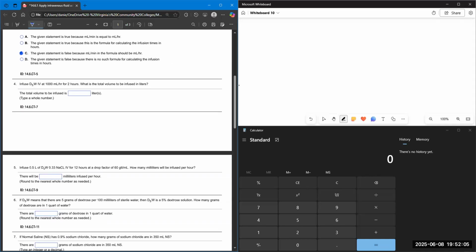We want to infuse 1,000 milliliters, which is the same as a liter per hour for 2 hours. How much is infused in liters? 2 liters is infused.